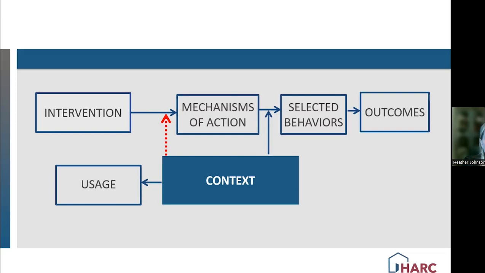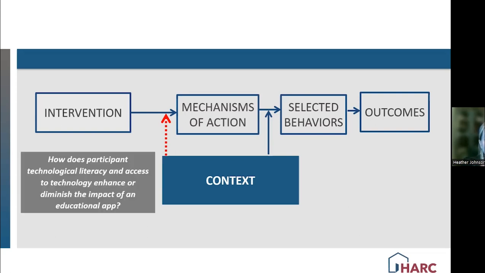For example, an intervention designed to promote a specific behavior through building knowledge using a smartphone app may not result in increased knowledge if the participant does not feel comfortable using smartphones or does not have reliable access to a smartphone. A relevant research question might be, how does participant technological literacy and access to technology enhance or diminish the impact of an educational app?